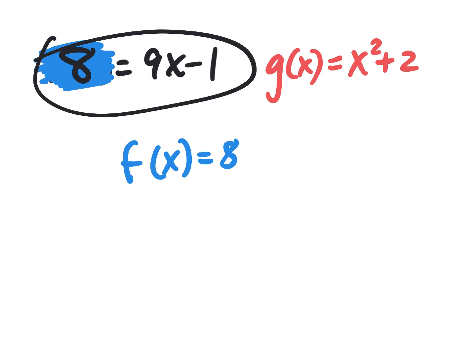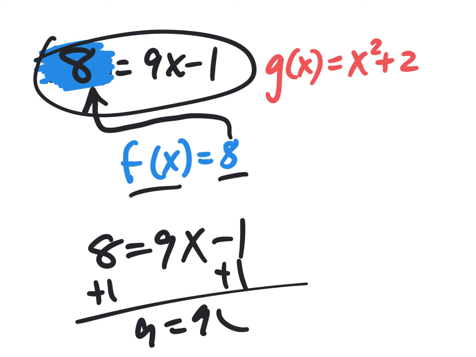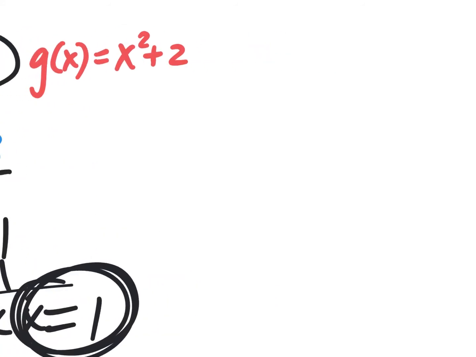We put f of x is 8, so 8 went where the f of x was. Now it's 8 equals 9x minus 1. Add 1 to both sides. 9 equals 9x. What's x equal to? X equals 1. Raise your hand if you had x equals 1. All right. I got most, but not all there. All right. Here's another one.